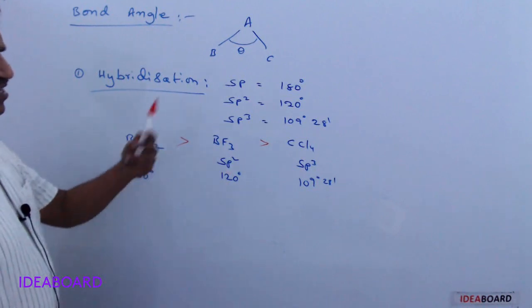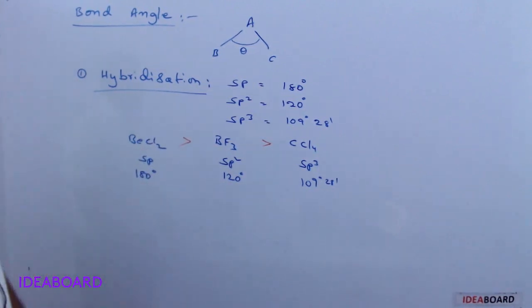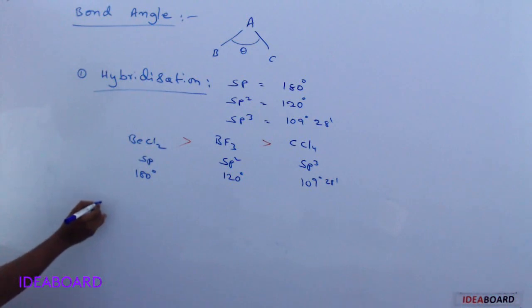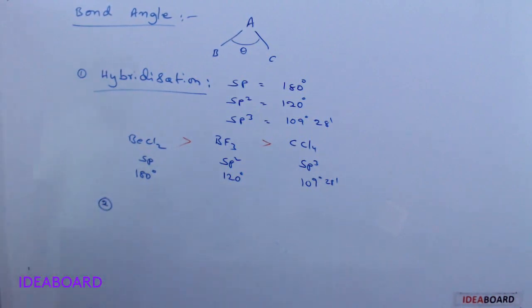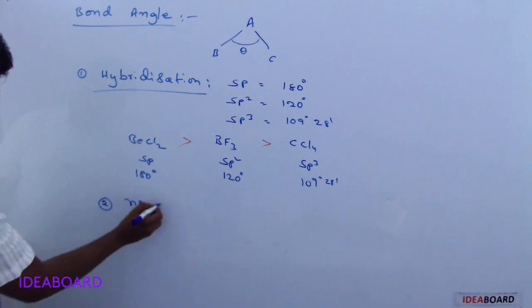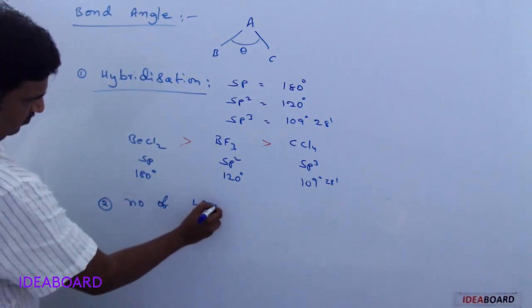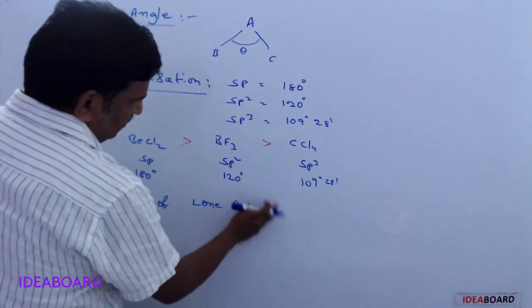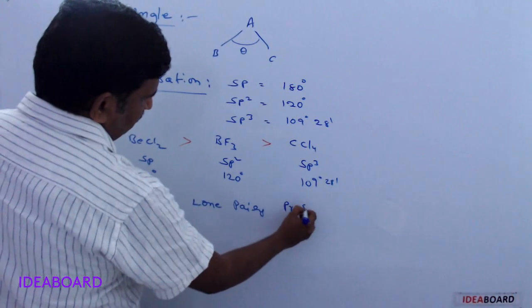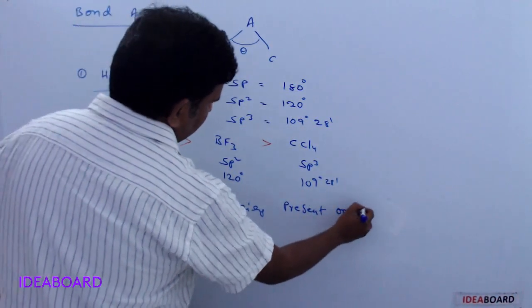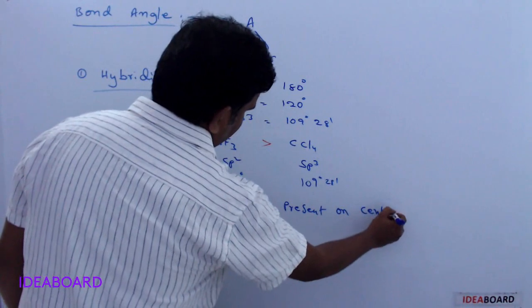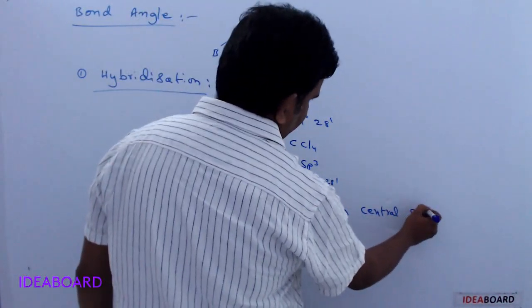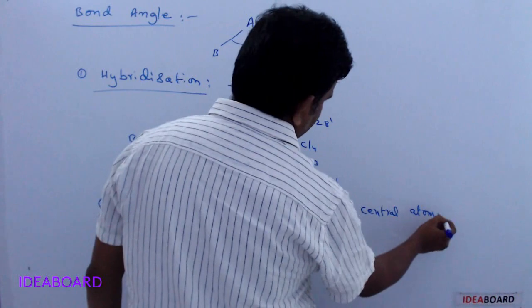For sp3d and sp3d2 also we have different bond angles. Okay, that is the first factor which influences the bond angle values of molecules. And the second one is the number of lone pairs present on the central atom. Please remember, this is the central atom. Number of lone pairs present on the central atom.